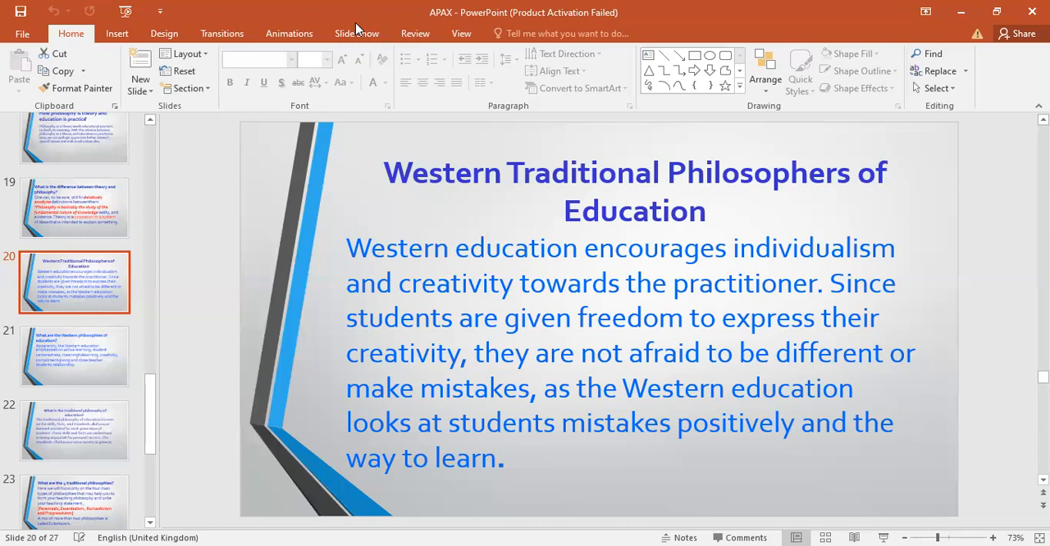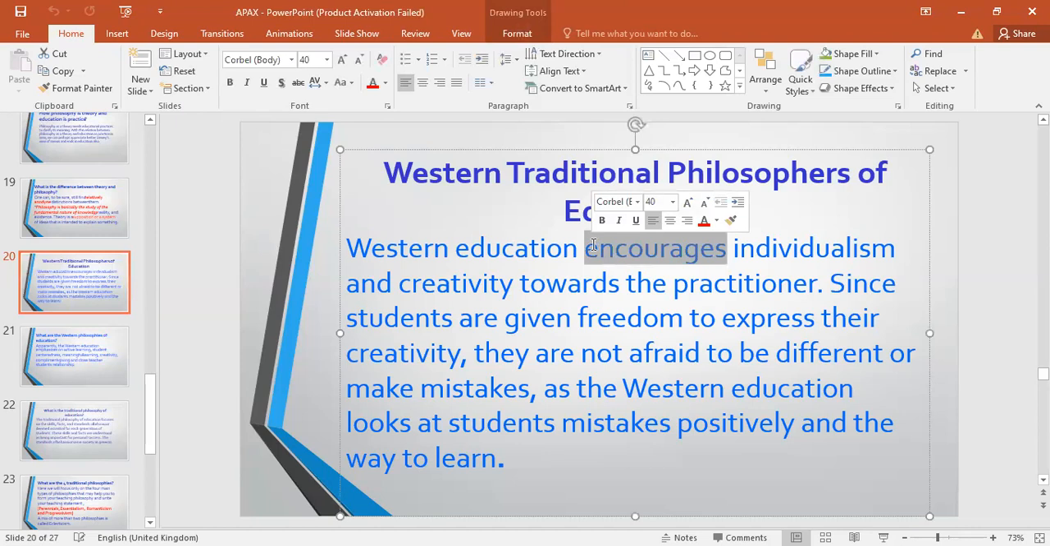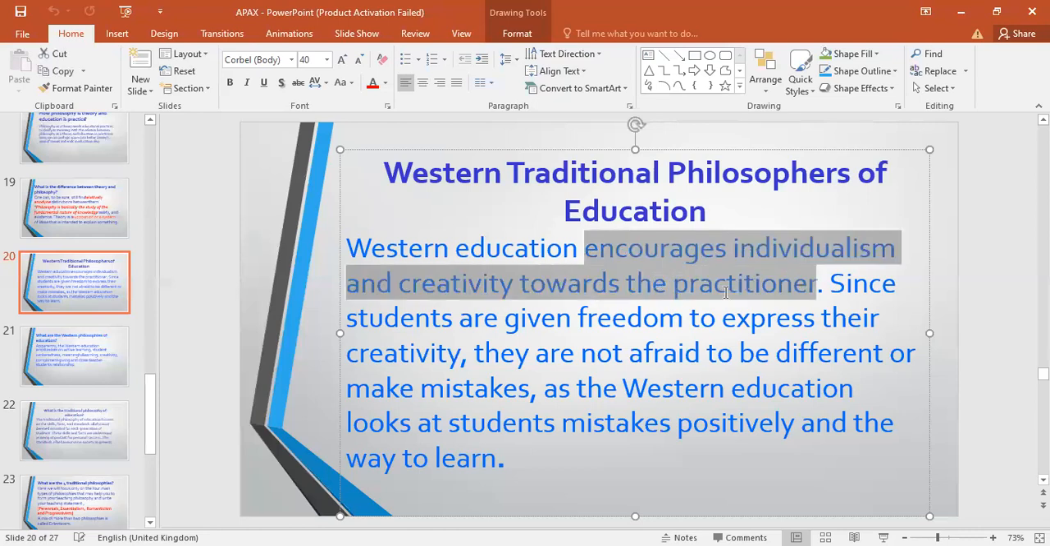Right. Now, what is Western education? What is Western education? It encourages children to be creative. Yeah, children to be creative.